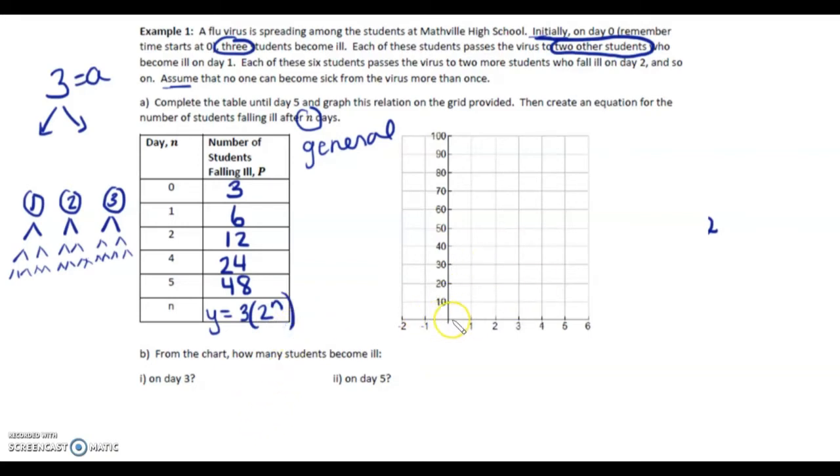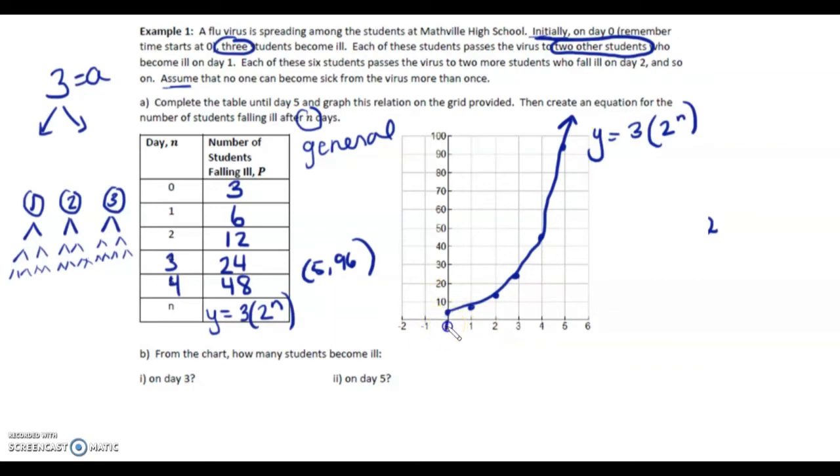Okay, so if we were to graph this: 0, 3; 1, 6; 2, 12; I realize there was no 3 there, 3, 24; 4, 48; then I'll just do 5, 96. Okay, so this is going to be 3 and then 2 to the n.